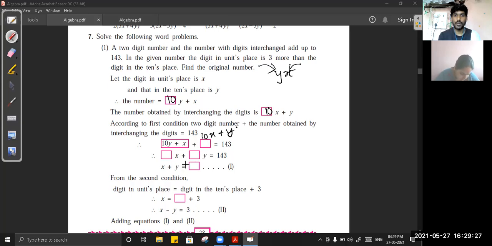Now the x terms are brought together, y terms are brought together. So add the x terms and add the y terms. 10y plus y will be how much? 11y. Yes. And 10x plus x will be 11x. Understood? So 11x plus 11y equal to 143.